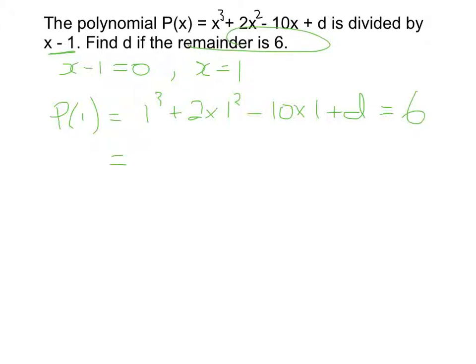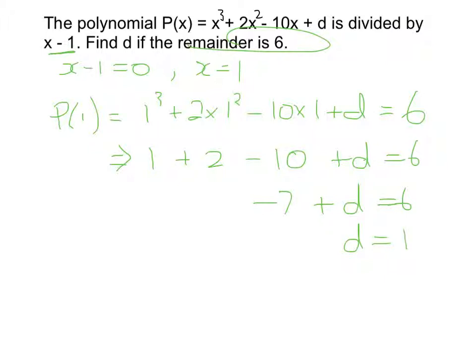So that tells us we have 1 plus 2 times 1 squared is 2, take away 10 plus d equals 6. Simplify that, 1 plus 2 is 3, 3 take away 10 is negative 7, plus d equals 6. I'm going to add 7 to both sides, which will give us d is equal to 7 plus 6 is 13.